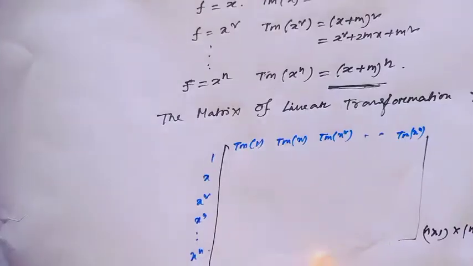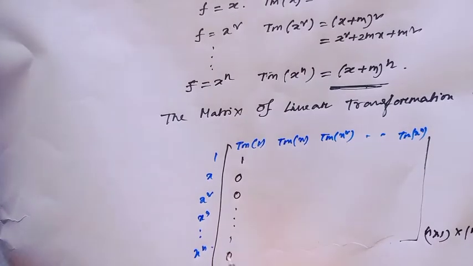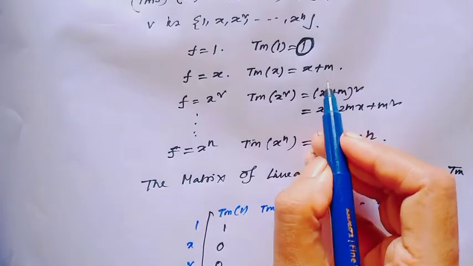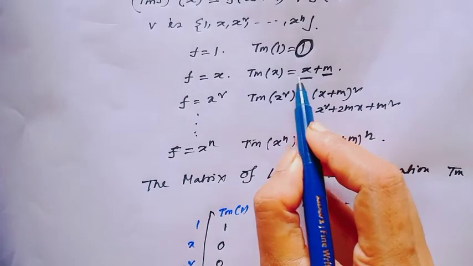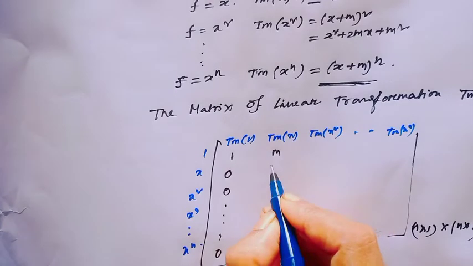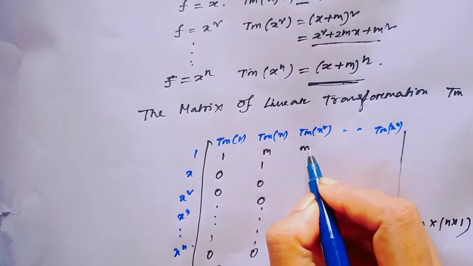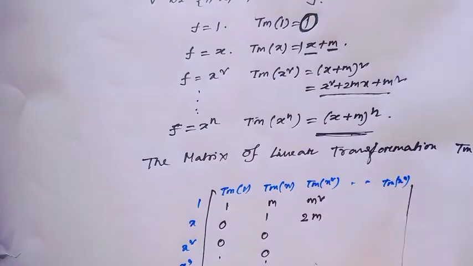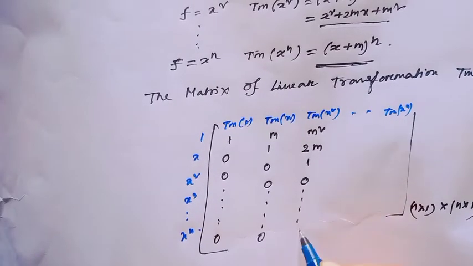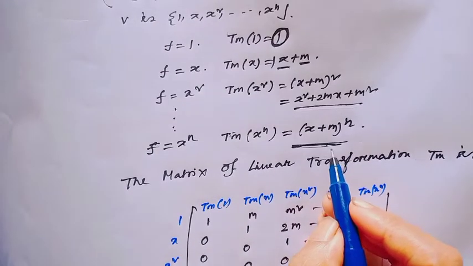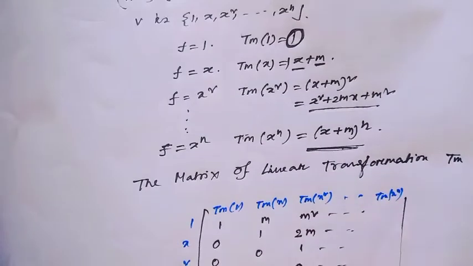And here Tm(1) means 1, that means this would be 1, and the other part would be 0. Tm(x) means x plus m, that means this would be m, and the coefficient of x is 1, that means this would be m, 1, and the others would be 0. Tm(x square) would be x square plus 2mx plus m square, that means this would be m square, 2m, and the coefficient of x square is 1, then 0. This would continue, and Tm(x to the power n) would be x plus m to the power n.